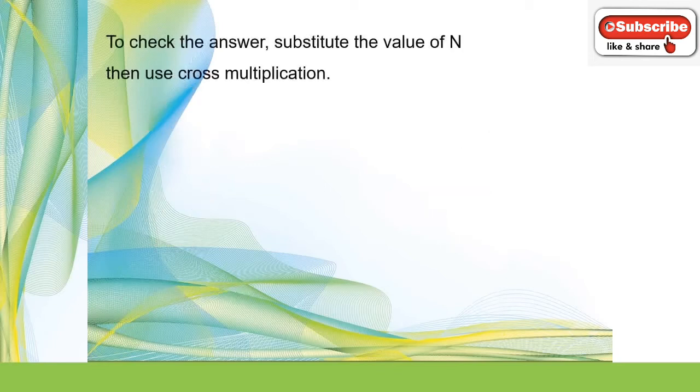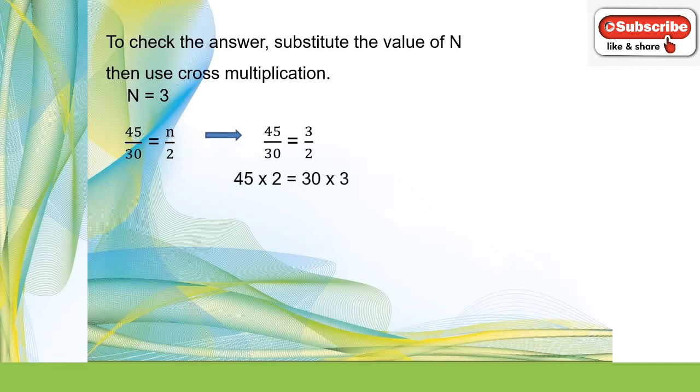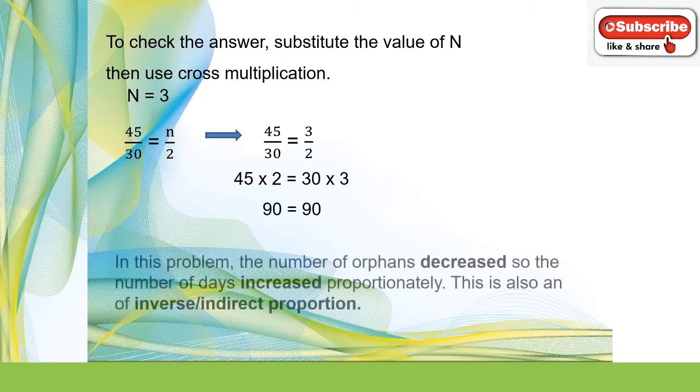To check the answer, substitute the value of n, then use cross multiplication. n is equal to 3. So 45 over 30 equals n over 2 will become 45 over 30 equals 3 over 2. Cross multiply 45 times 2, then 30 times 3. The cross product is the same, equal to 90.